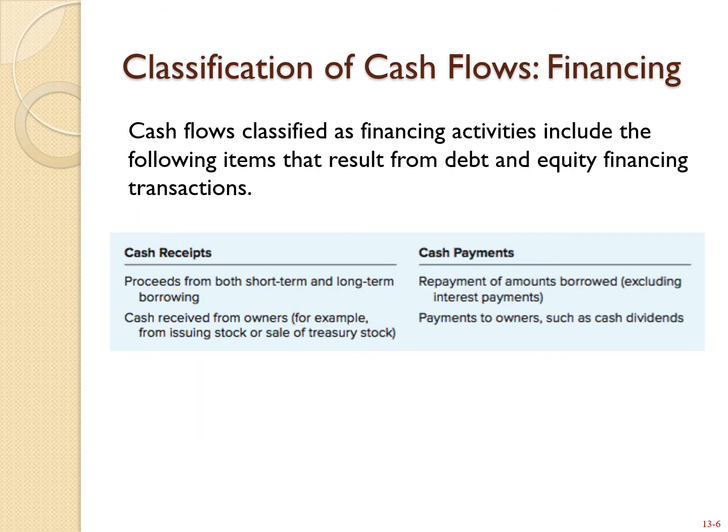Okay, finally, the financing activity. It includes items that result from debt and equity financing transactions. Examples of the cash receipts under financing activities are short-term and long-term borrowing. So if you issue a note payable for $1,000 that will be paid within 3 months, this is a short-term borrowing. A long-term borrowing might be getting a loan or issuing bonds.